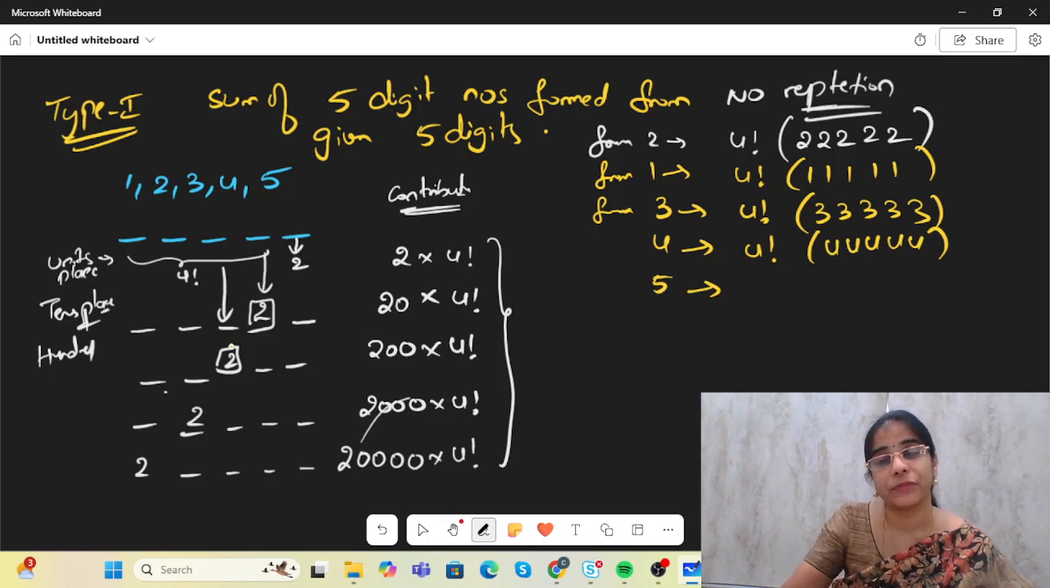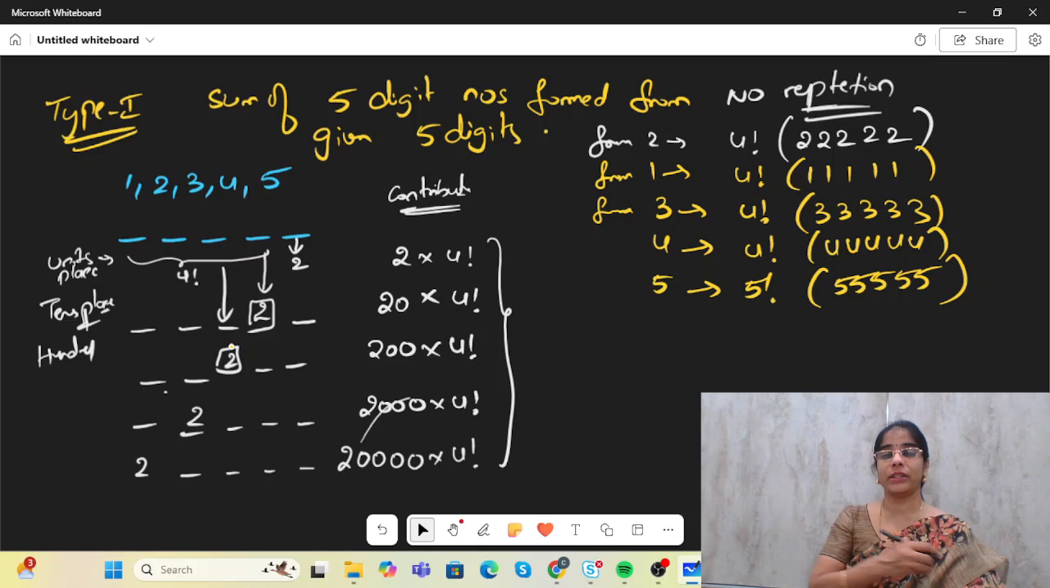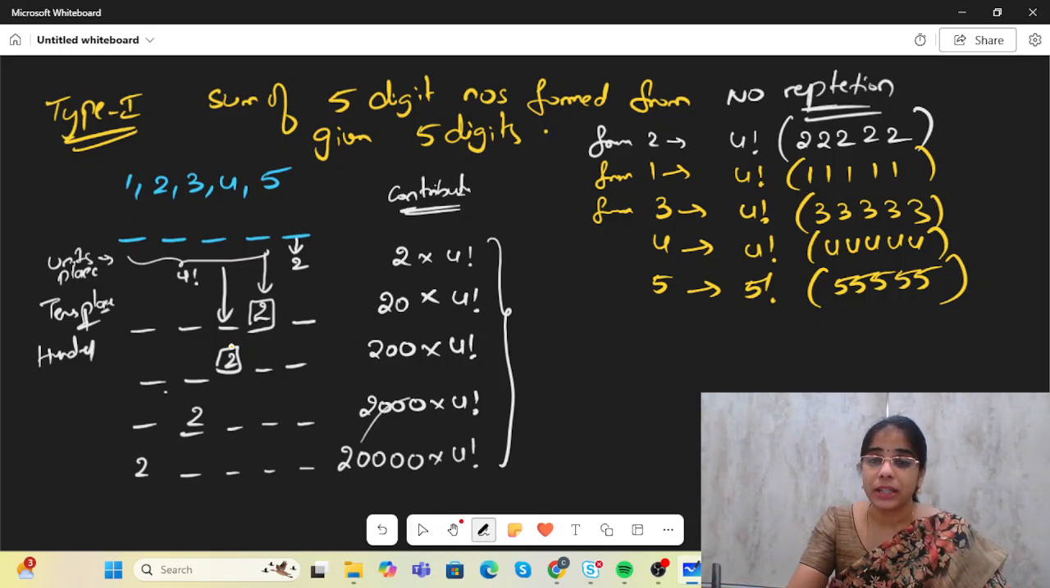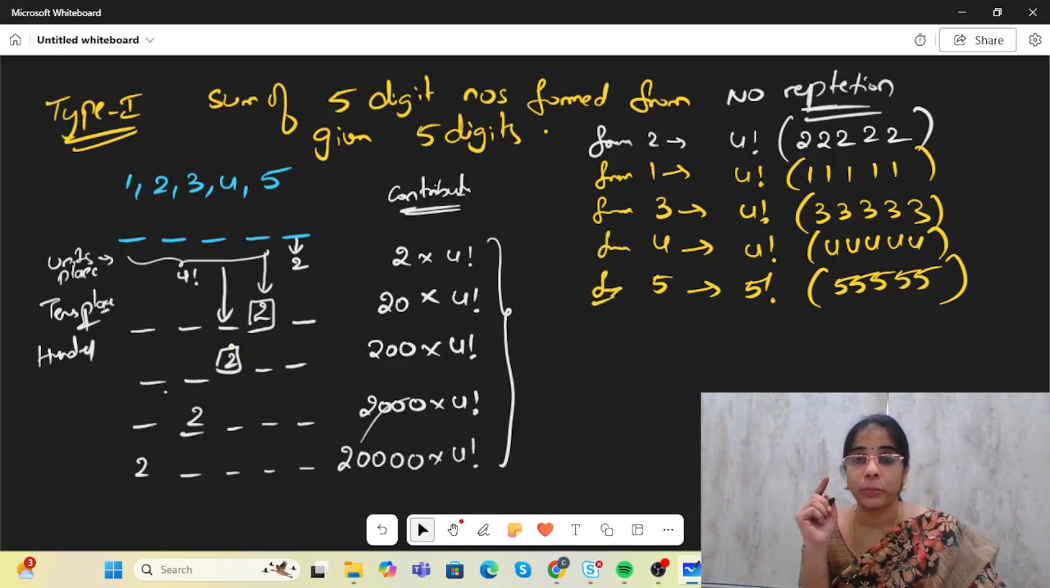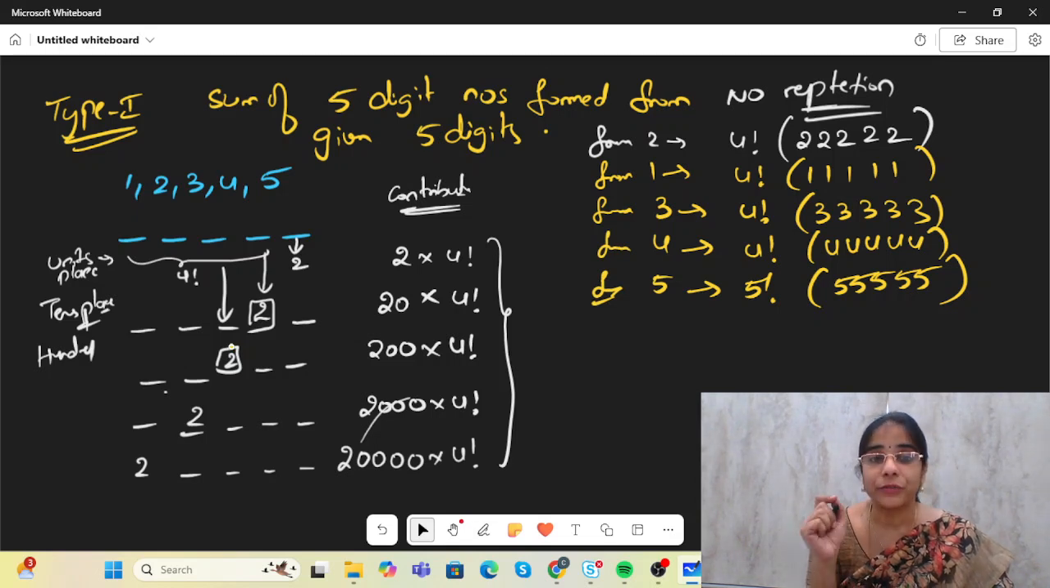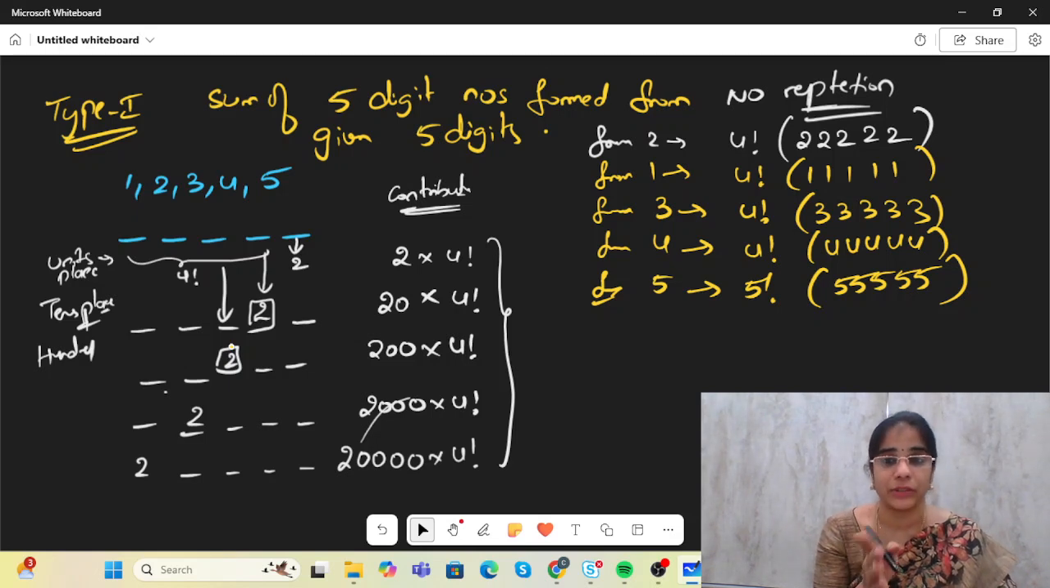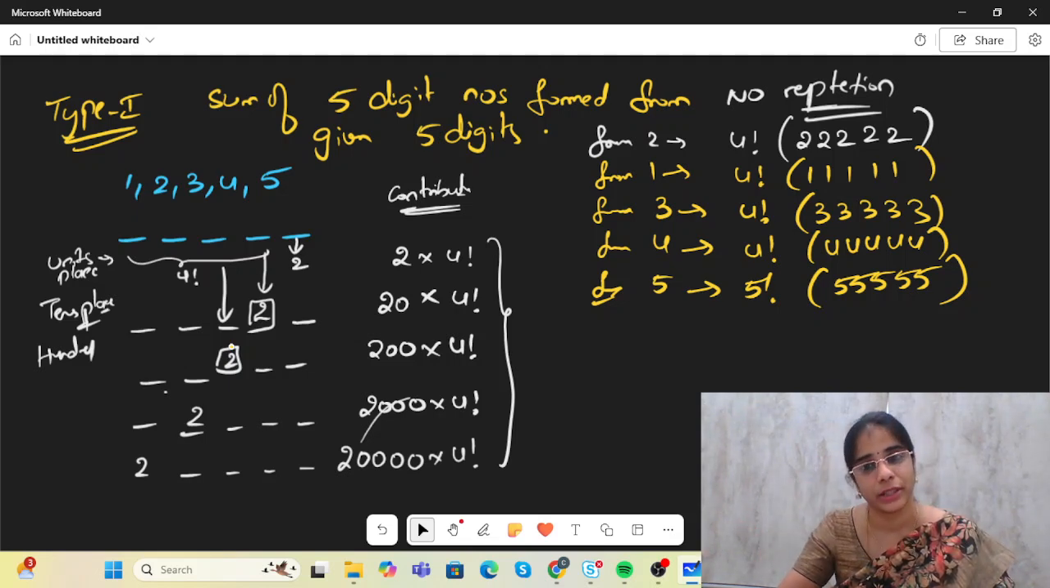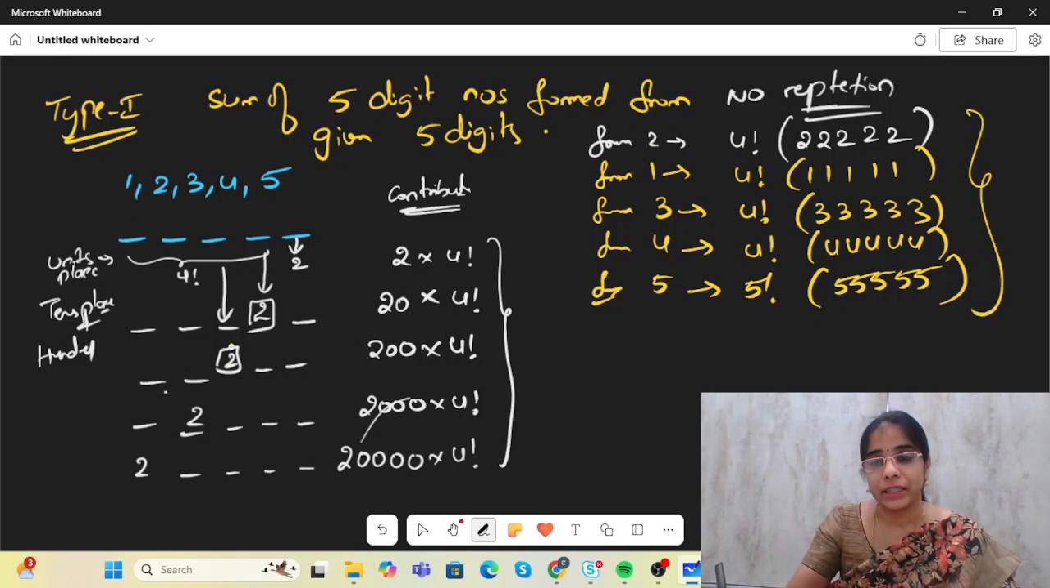Now coming to the digit 5, that is 4 factorial into 5, 5, 5, 5, 5. Did you understand? So the contribution from each and every digit from their respective places, that is from the units place, tens place, hundreds, thousands and 10,000s, all this put together will be the sum of all the 5-digit numbers that I am talking about, right? So when I am adding all this, what do I get?